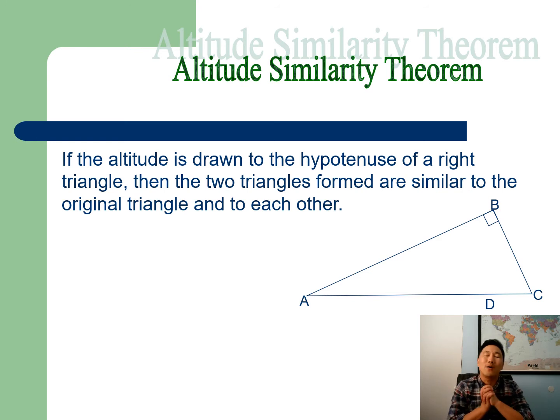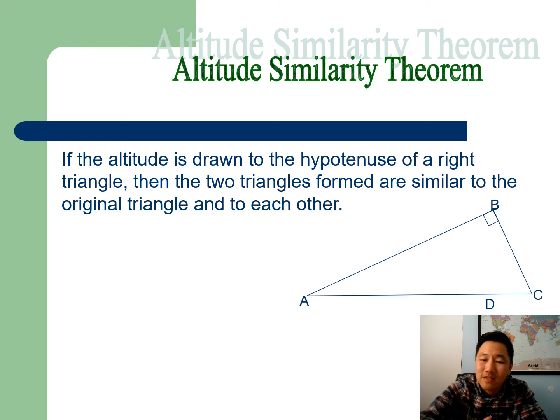All right, so our first theorem of the chapter. If the altitude is drawn to the hypotenuse of a right triangle, then the two triangles formed are similar to the original triangle and to each other. All right, so what does that mean?